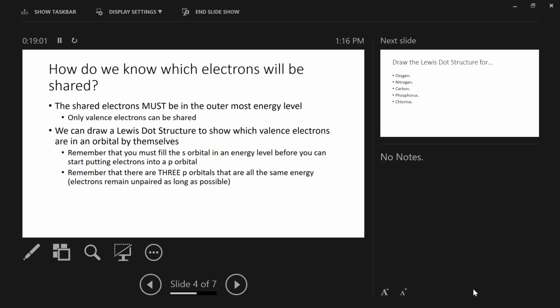So how do we know which electrons will be shared? The best way to answer this question is to write this. We draw a Lewis dot structure.